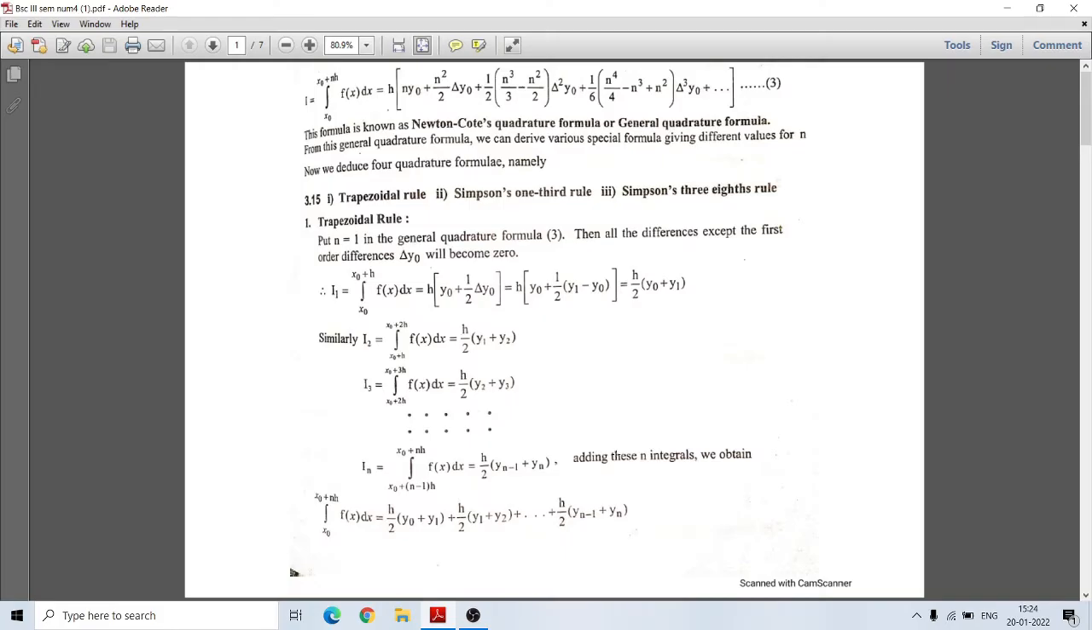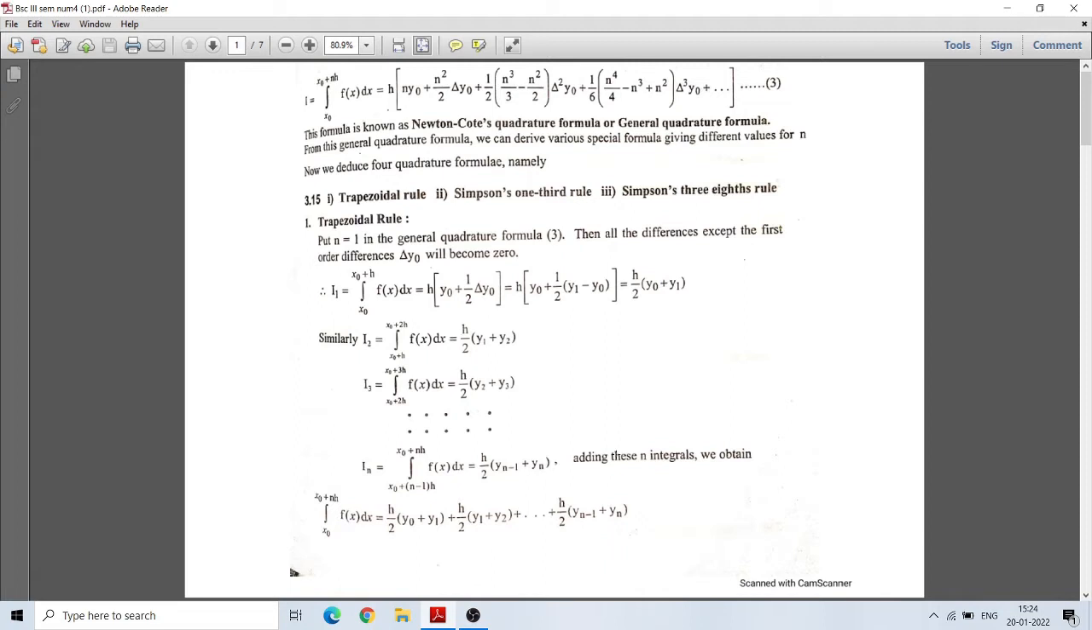Today we are going to the last topic, and this is the last period, the last class to complete the numerical analysis. So let us start this class. In this class we have to study numerical integration.